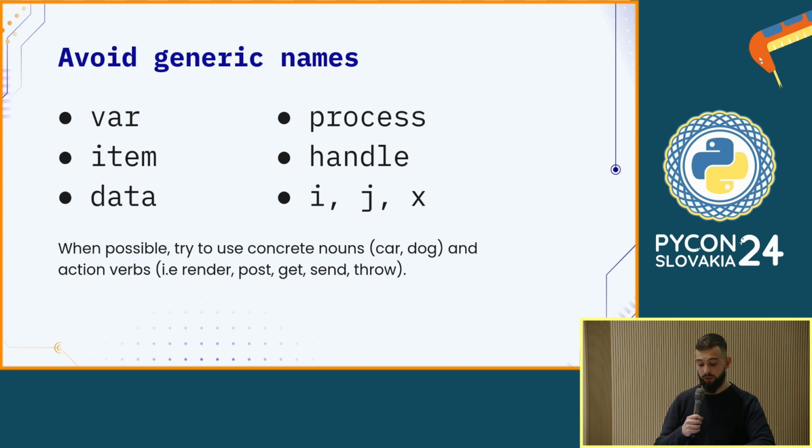So whenever possible, and it might not always be possible depending on how abstract the nature of your code is, but whenever possible, if you're naming a variable, try to use a concrete noun. So what are you talking about concretely? Like a car, a dog, whatever. It could be anything, but try to use a noun, a concrete entity, to assign to that variable.